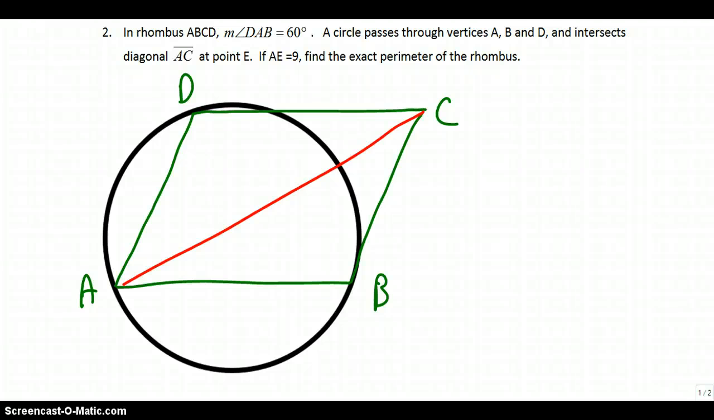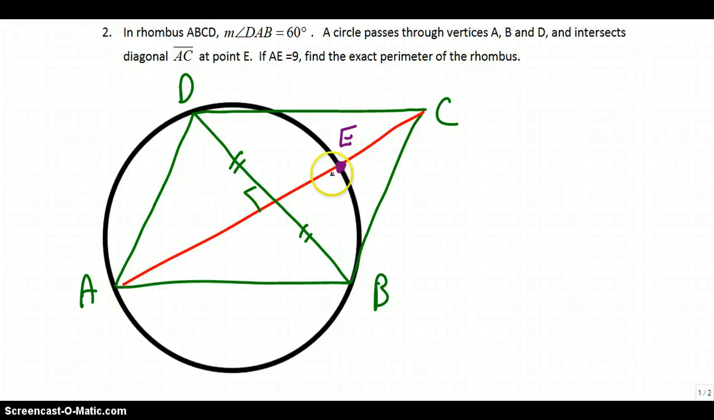Here's problem number 2, and when you draw in diagonal AC, it intersects the circle at point E, and the length of AE is 9. If we were to draw in this other diagonal, those are perpendicular to each other, and we also have that these two small segments are congruent to each other because the diagonals of a parallelogram bisect each other.